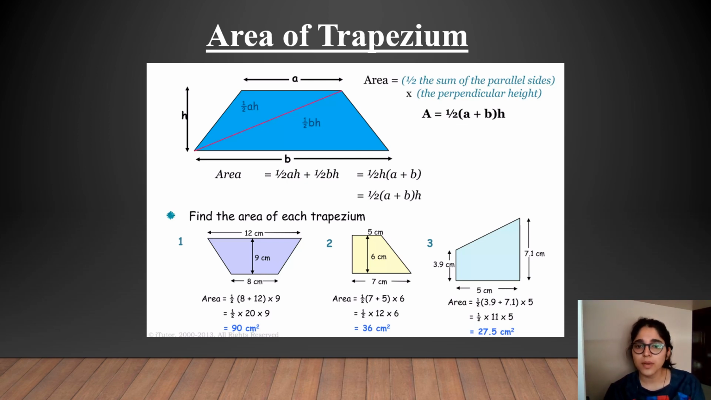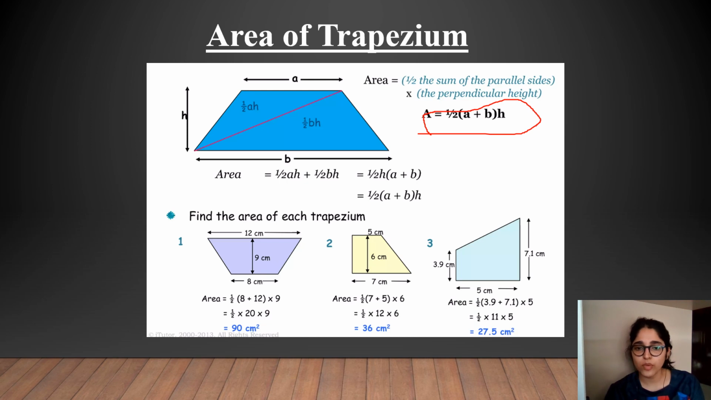Therefore the area that we find is half into a plus b multiplied by h. That is a formula which we have to remember for the trapezium. Now, what are the various examples that are given? You all can try it by pausing the video.